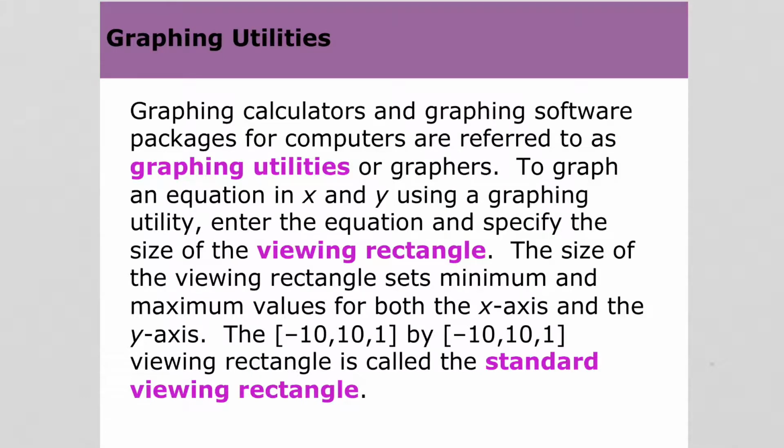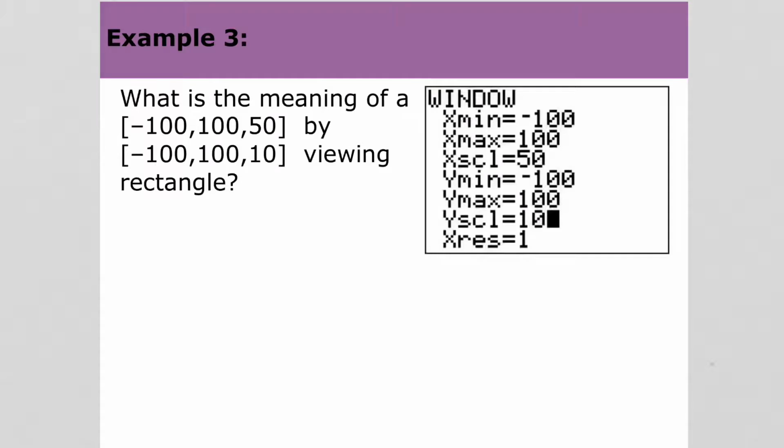Some graphing utilities that we'll use in this course are your graphing calculator, Texas Instruments graphing calculator, or we may use some online graphing calculators such as Desmos. But this is looking at, if you've got a graphing calculator, what does the viewing window mean? So for example 3, if you've got this here, -100, 100, 50 by -100, 100, 10, what does that mean?